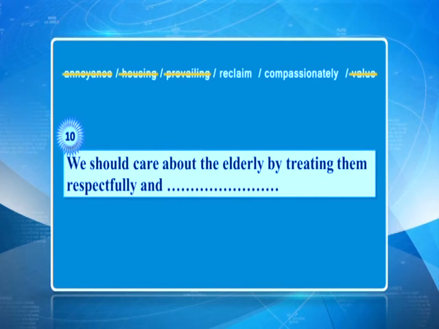Sentence 10: we should care about the elderly by treating them respectfully, and then we have a space. So we need a word which is an adverb, because here I have a parallel structure. I have the word respectfully, which is an adverb, and then a coordinating conjunction, and so if I have an adjective, I need to use another adjective to keep balance in the structure of the sentence. So I should say respectfully, and the only adverb here is the word compassionately, which means sympathetically. The whole sentence reads, we should care about the elderly by treating them respectfully and compassionately.